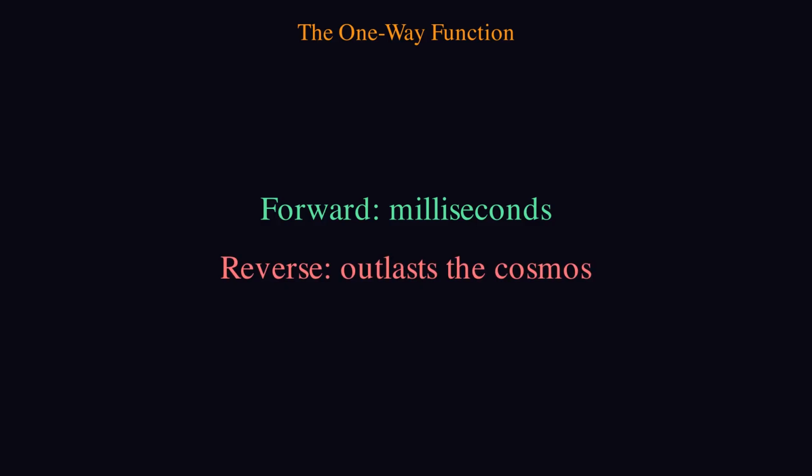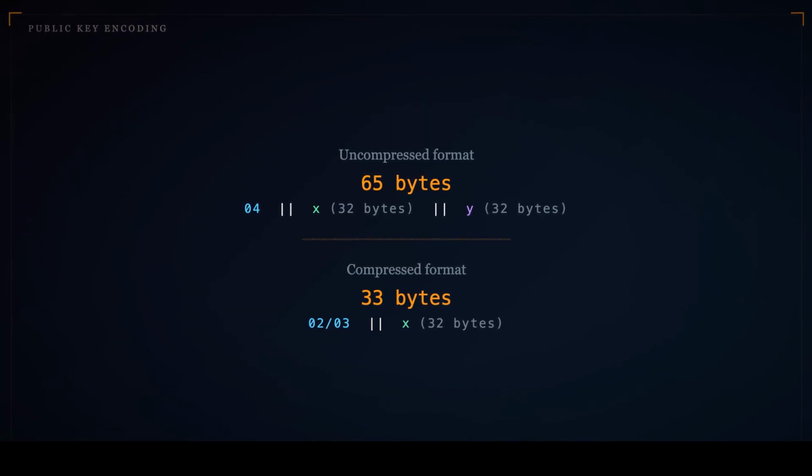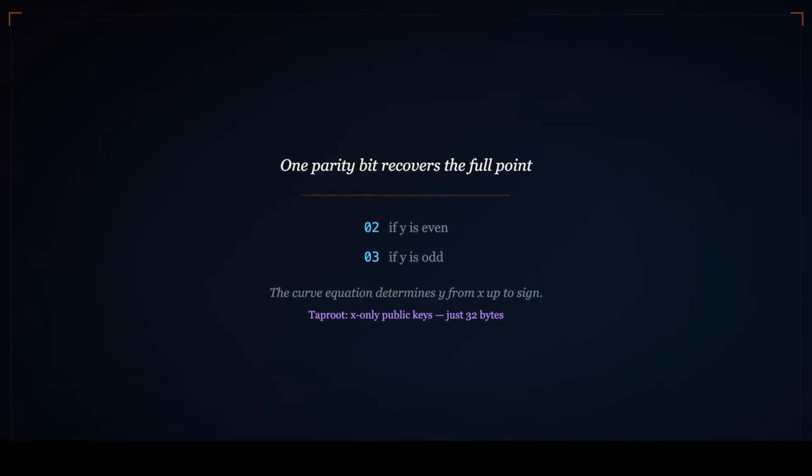A public key Q is a point with 2 256-bit coordinates. There are 2 standard formats. The uncompressed format uses 65 bytes, a prefix byte of 04, followed by the 32-byte X coordinate and the 32-byte Y coordinate. The compressed format uses only 33 bytes, a prefix byte of 02 or 03, followed by just the X coordinate. Since the curve equation determines Y from X up to sign, this single parity bit is enough to recover the full point. Taproot goes even further, using X-only public keys of just 32 bytes.